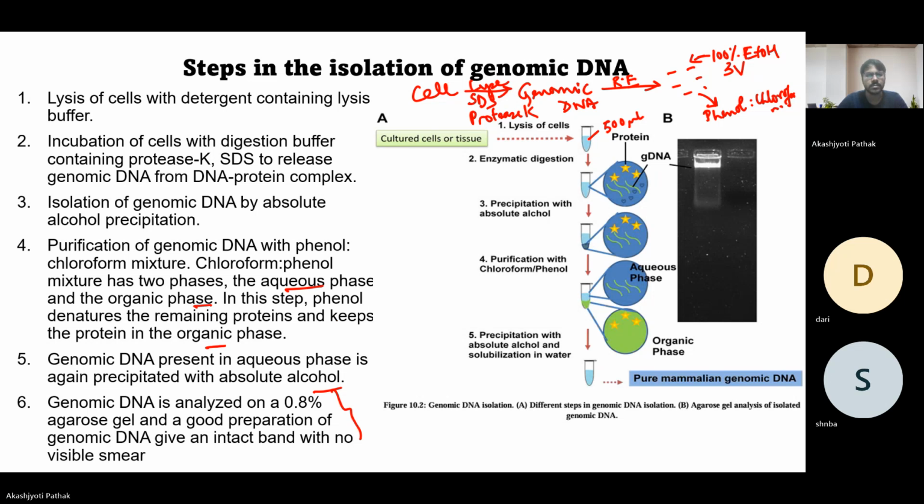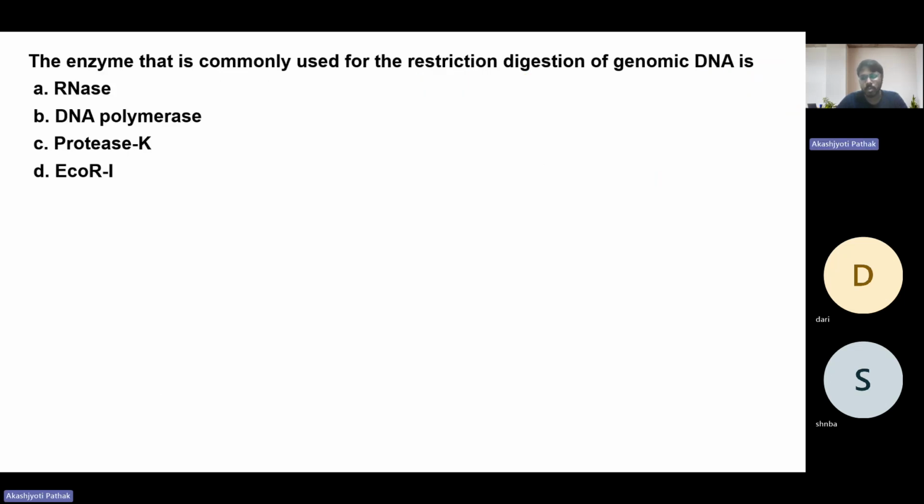Okay. So answer this question now. The enzyme that is commonly used for restriction digestion of genomic DNA is: option A, RNase. You can also answer it in the chat as well.